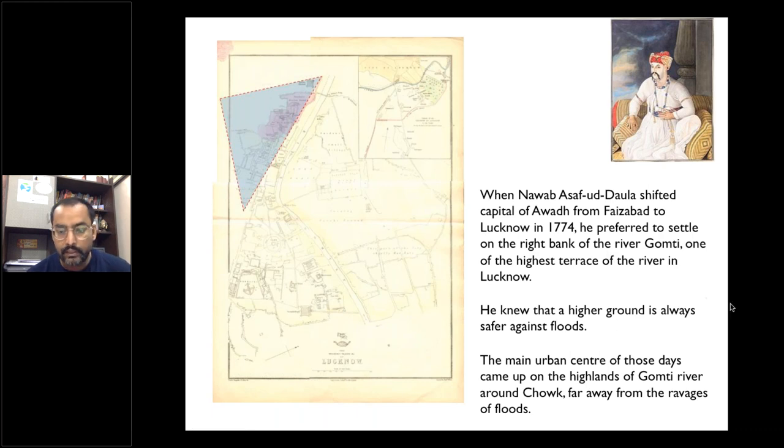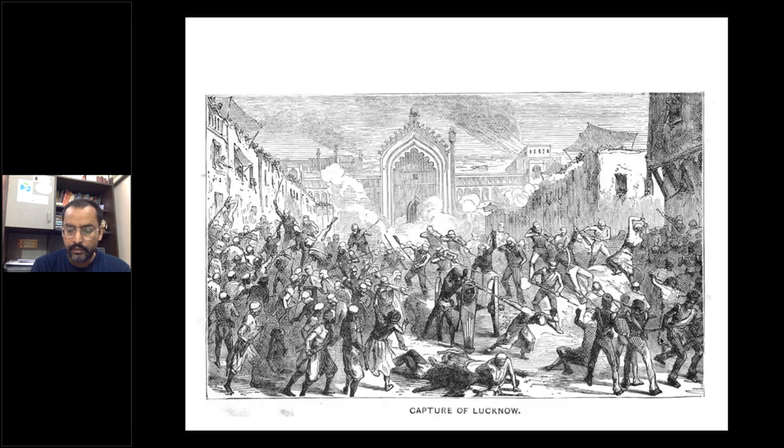And he knew exactly that the higher ground is always safe from floods and the disasters of the bank flows of the River Gomti, because the River Gomti used to flood a lot. Even in the 70s and 80s, you have pictures of people rowing small boats on Shah Najaf Road in Hazratganj, and all the bank floods used to come to wherever we now have the shopping centers.